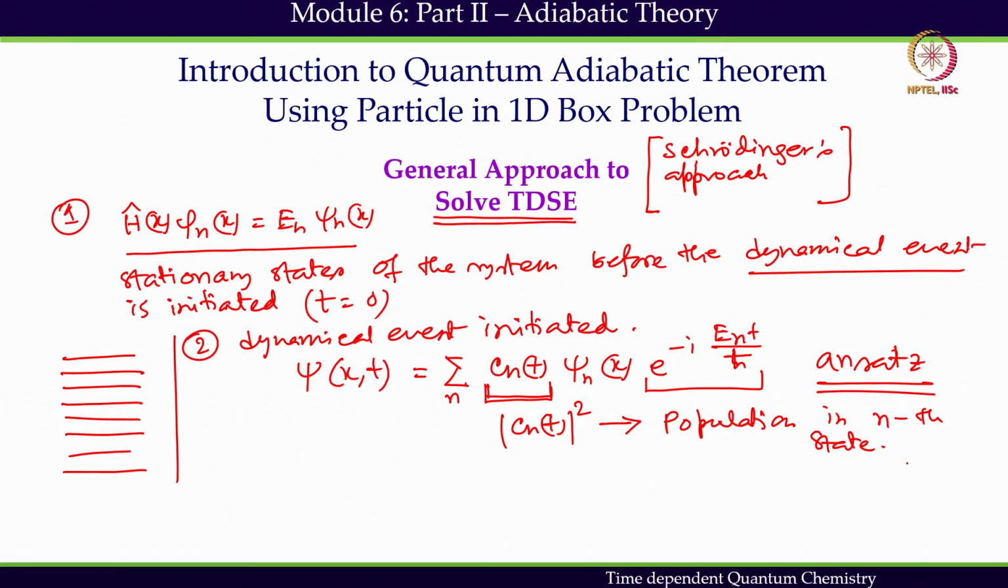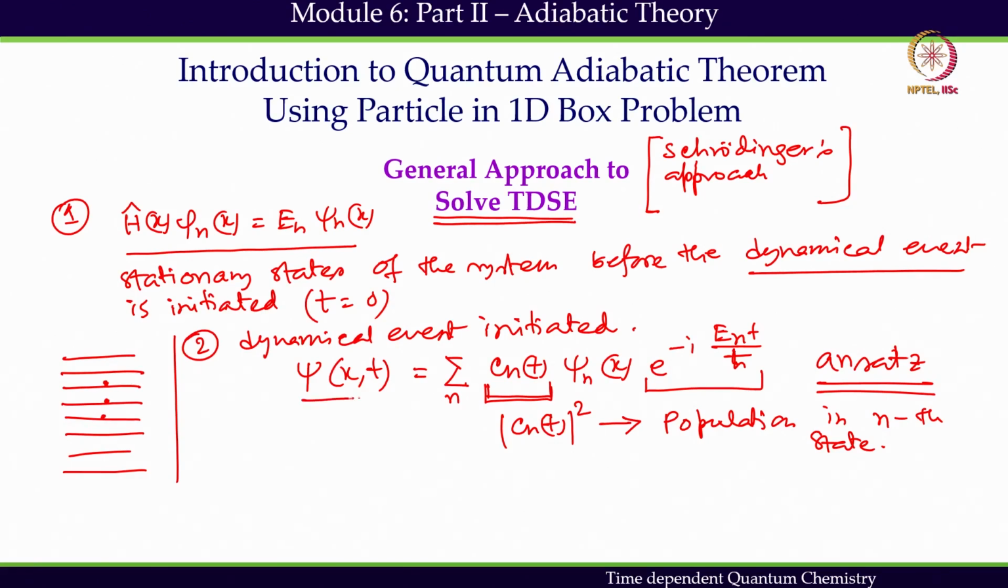A non-stationary state can have population in several different states. Before the dynamical event started, I may have population only in a single state, but while the dynamical event is going on, the population can occupy different places. It can have population in different levels. The total population is going to be 1, but I can have population distributed in different states, and that's called a non-stationary state.